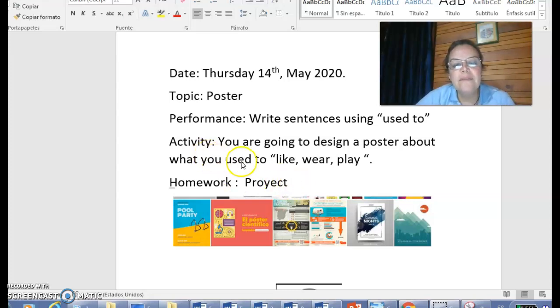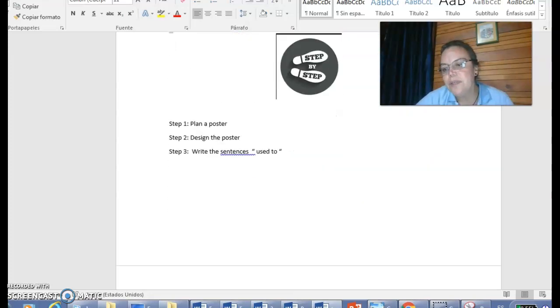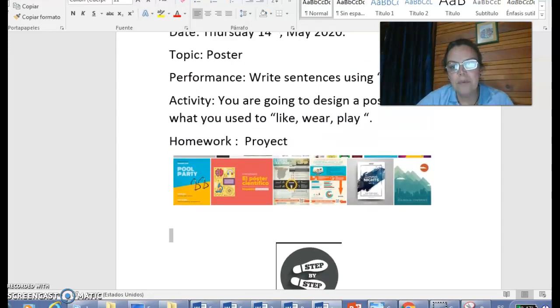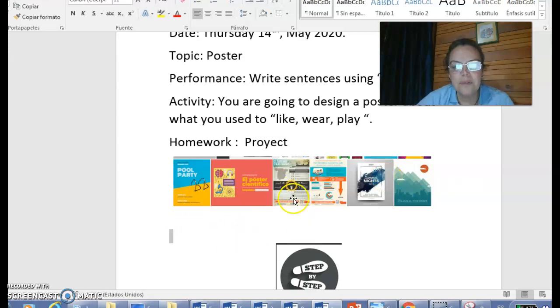Okay, the activity is you need to design a poster, and in the poster you write sentences using used to with verbs like wear or play. Vamos a crear un póster donde vas a utilizar used to con los verbos like wear and play, or other verbs that you like. And okay, step by step.